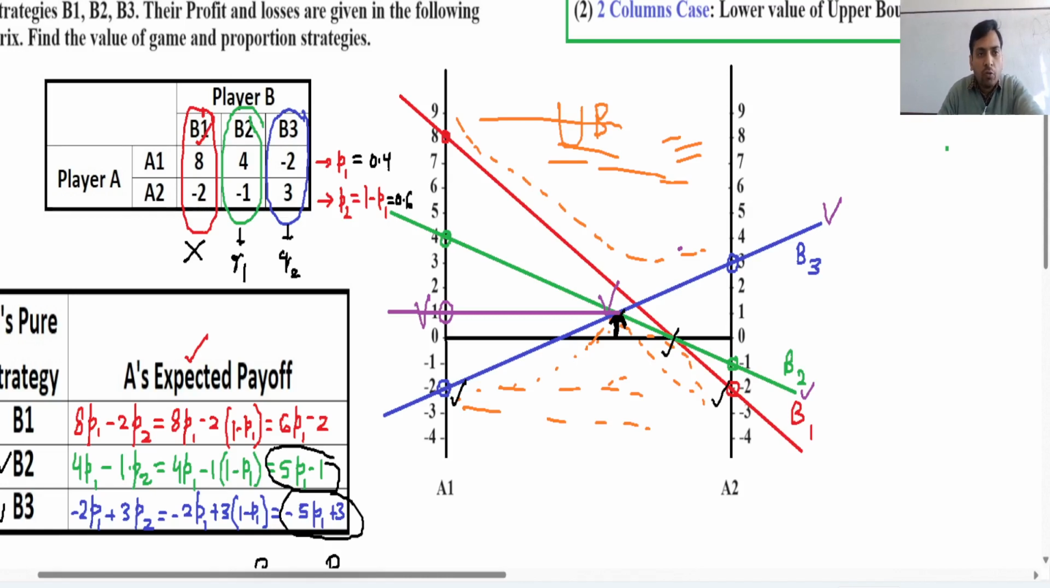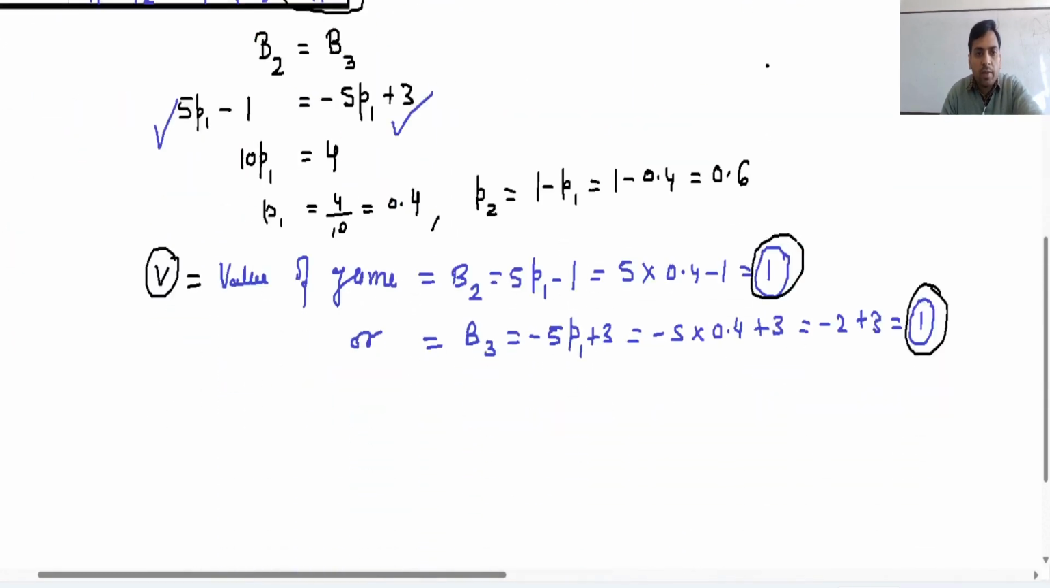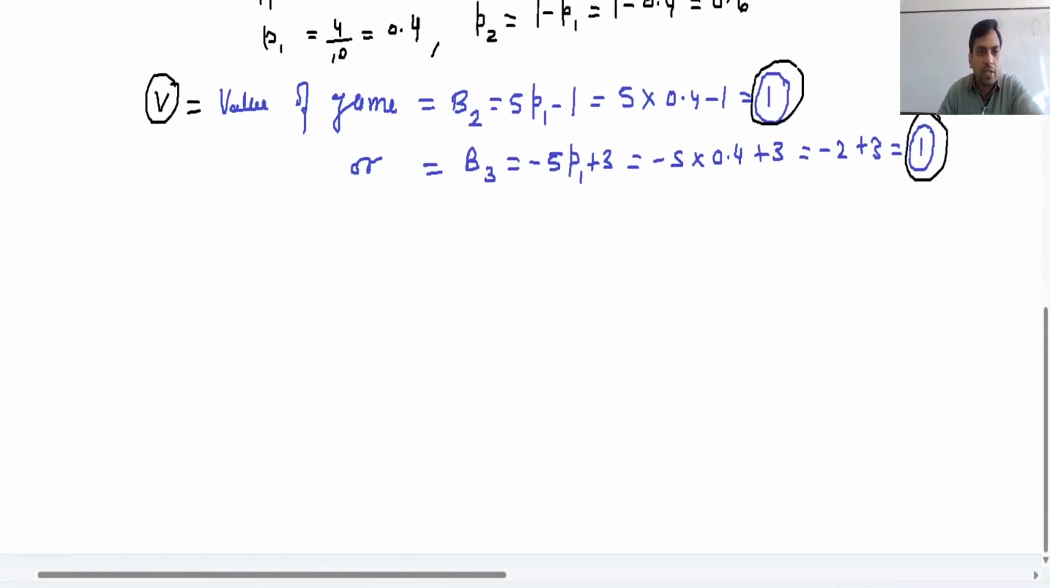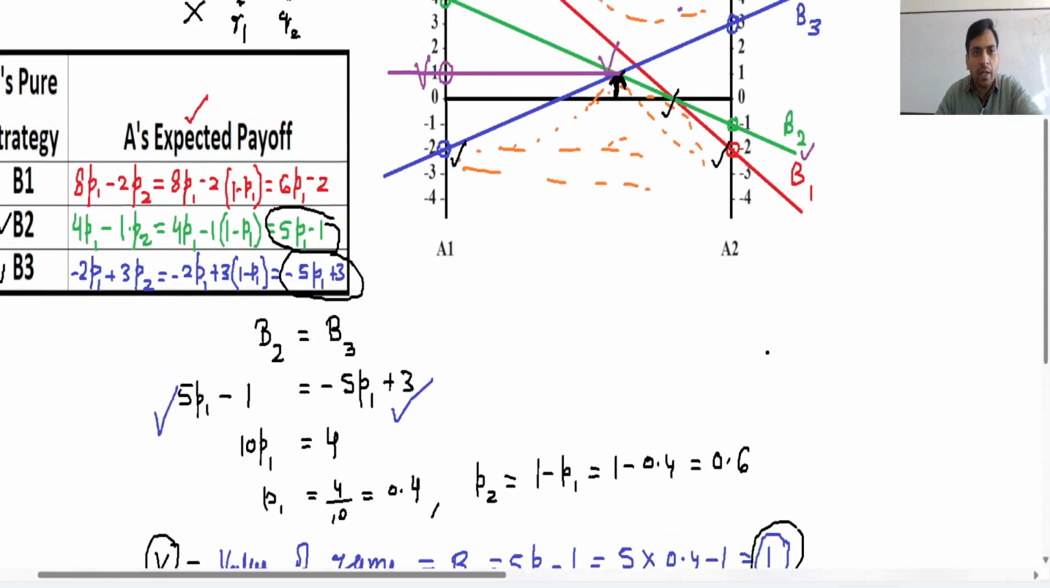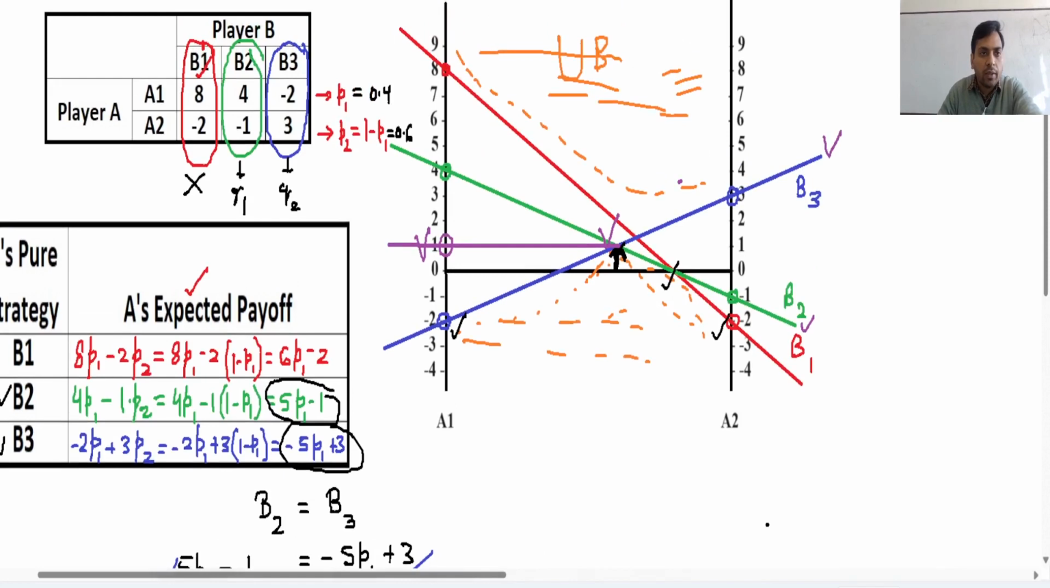So for Q1 and Q2 we will prepare equations. This is 4Q1 minus 2Q2. So the equations to find B's optimal strategy. B's strategy, first is, sorry, not B1, this is B2 and B3. So first we will prepare the equation for A1. For A1, 4 into Q1 minus 2 into Q2.